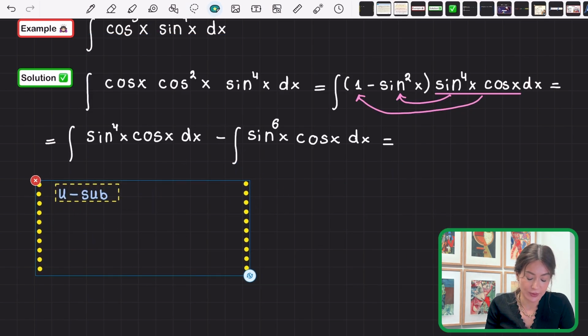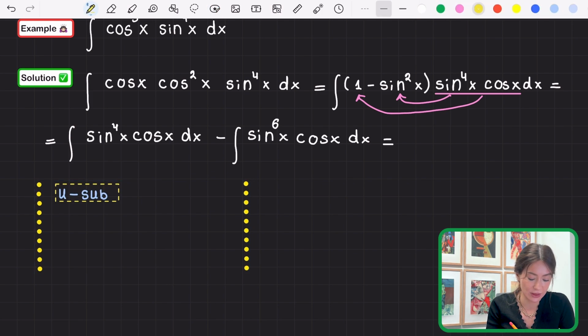So we're going to do a u sub. Both integrals are going to have the same u. This is how it's always going to work out with trigonometric integrals of this sort. Usually you're going to have 2 or 3 integrals, 2 or 3 terms being added, and u will always be the same, either sine or cosine, for both integrals.